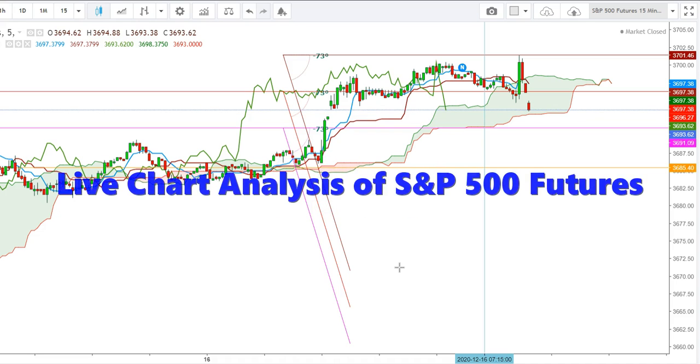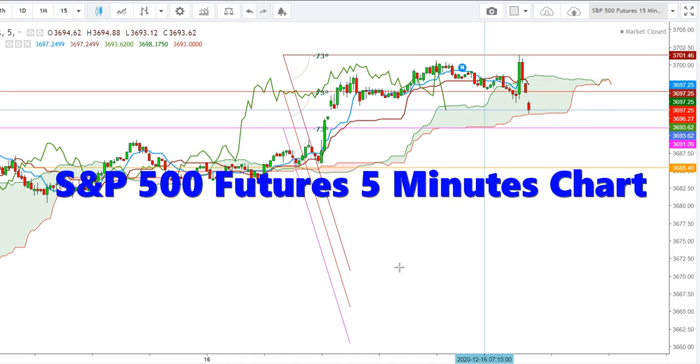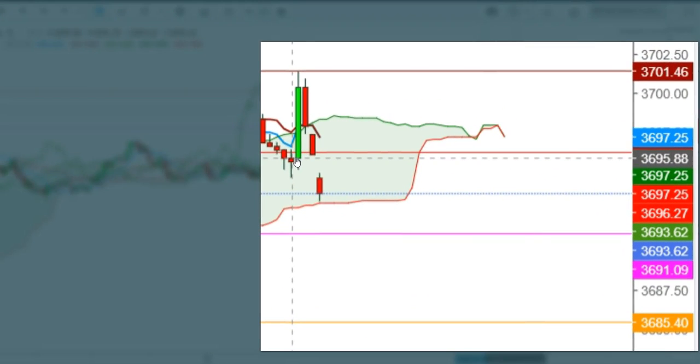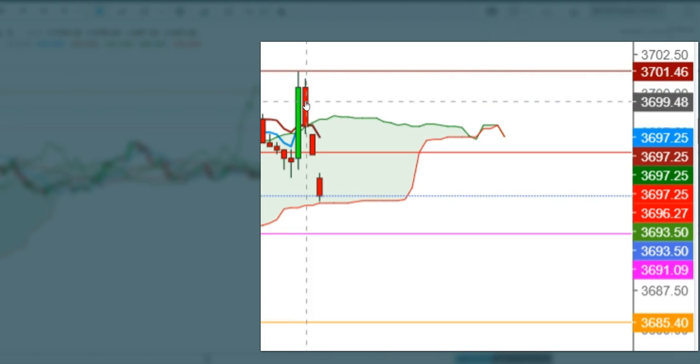So let us start the day to analyze the movements of S&P 500 futures in different time frames. Friends, this is a live chart of S&P 500 futures. Here you can see the movements of S&P 500 futures in a 5-minute time frame. The S&P 500 futures have finally tested the day's high at the levels of 3701, and since then have seen a sharp sell-off from these levels.